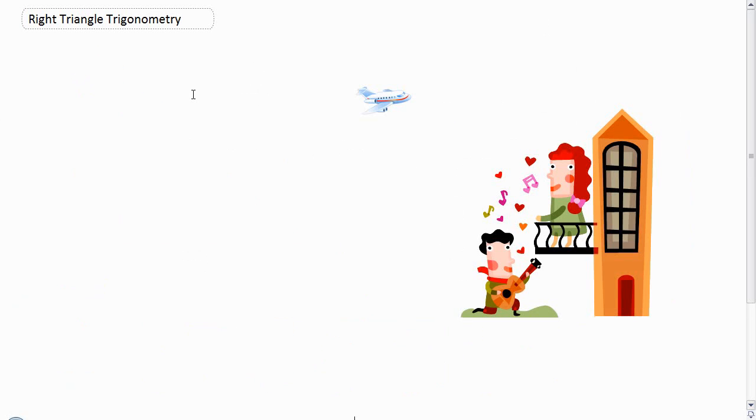For the second example, let's look at this young couple where this young beau is serenading this young woman here, and overhead flies an airplane, of course, because nothing is more romantic than an airplane flying overhead.